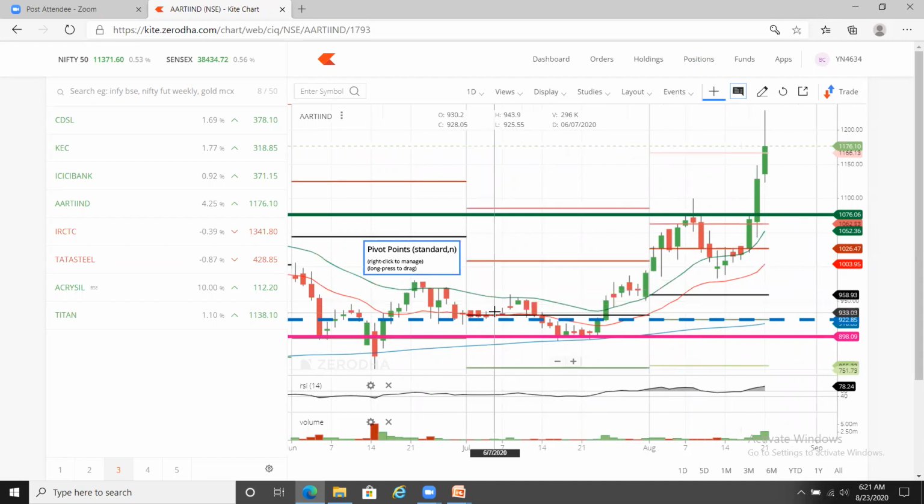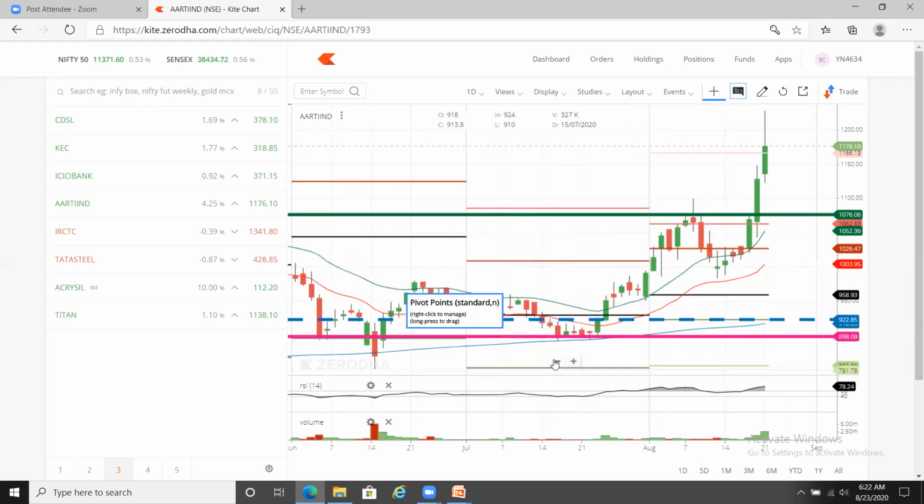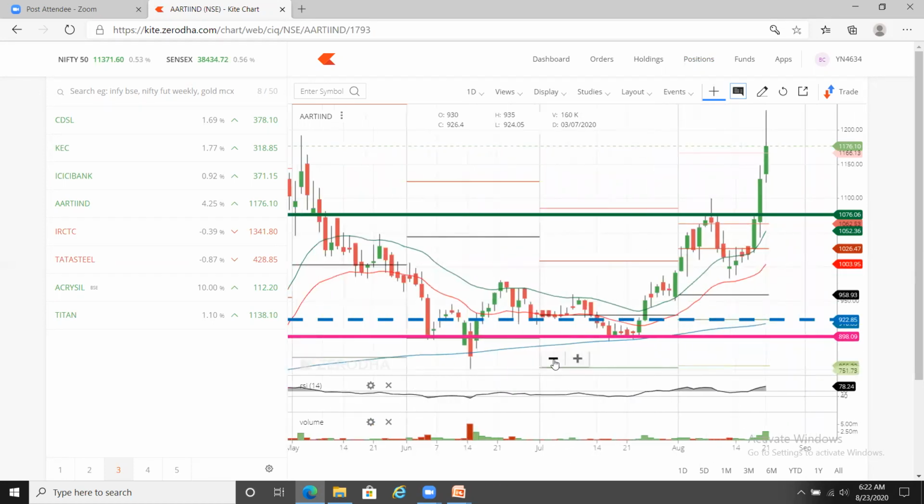It was a small bearish pattern, and it was roaming around the 925 to 935 range. This is where I had shared my views that it is supposed to come back to 895 to 900 levels, and it will take the support which I have drawn here on the pink line.